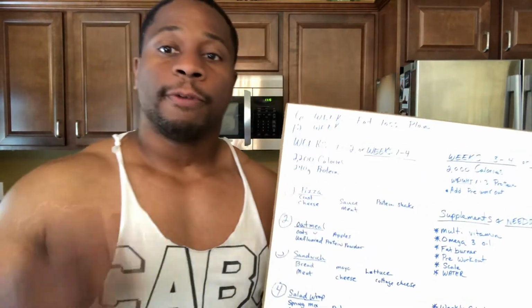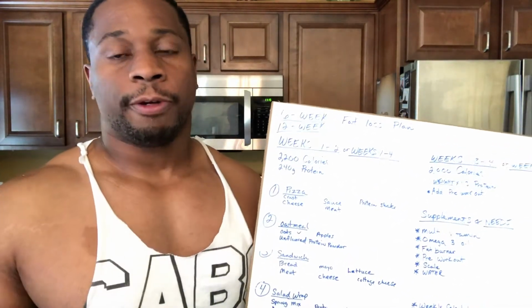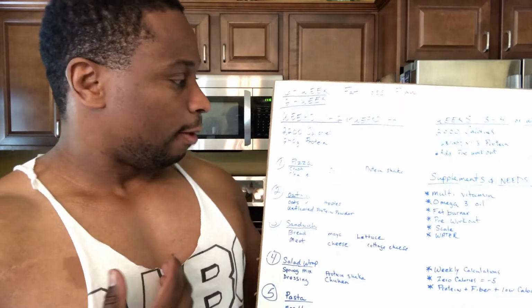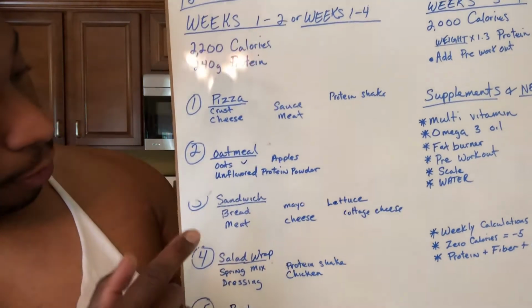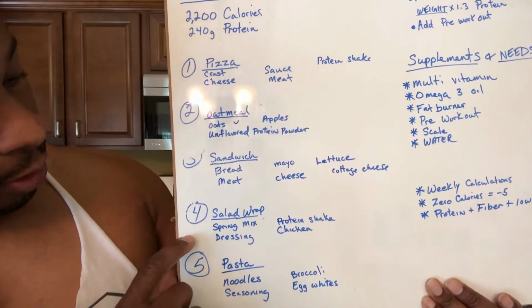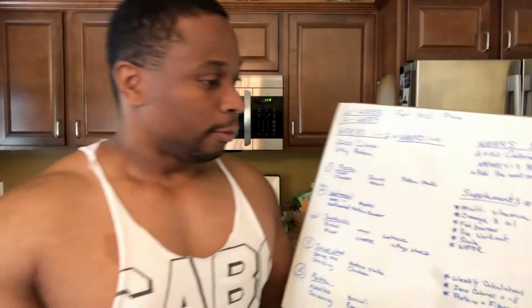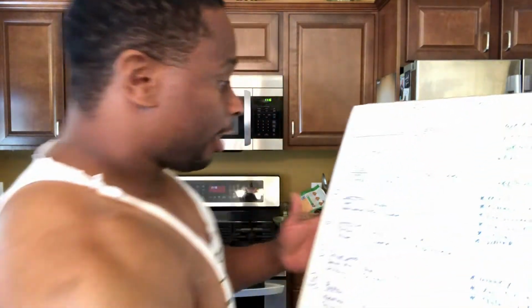Back to the board. First things first, you're gonna figure out what foods you want for yourself. The foods I chose for myself are pizza, oatmeal, sandwiches, salads, and pasta. Those are the foods that I enjoy. I know I can eat them all day, every day. So once you figure out what you want, you make that list, then you try to find the ingredients to make those foods. So I keep it pretty simple.